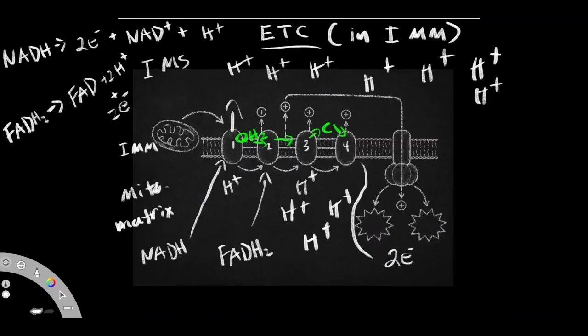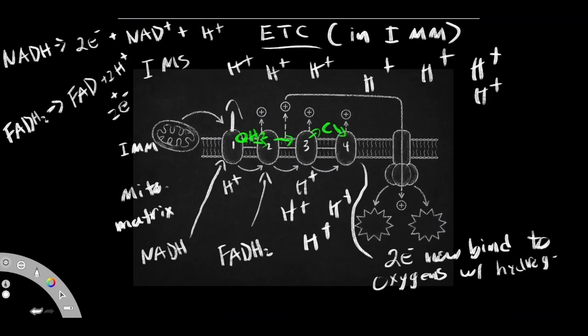The 2 electrons now bind to the oxygen with the hydrogen ions to produce water.